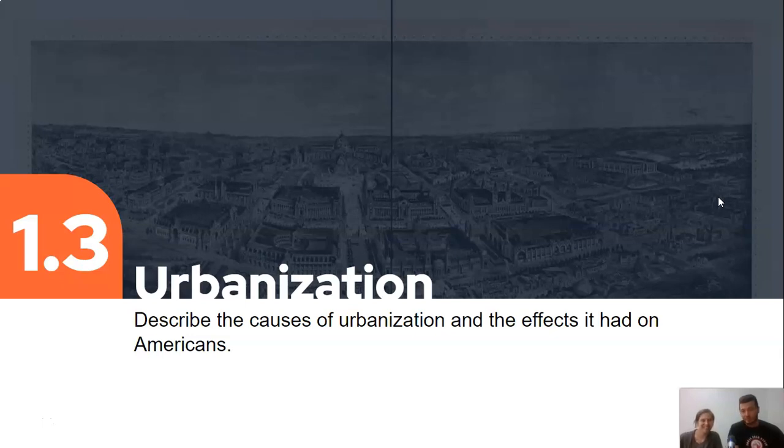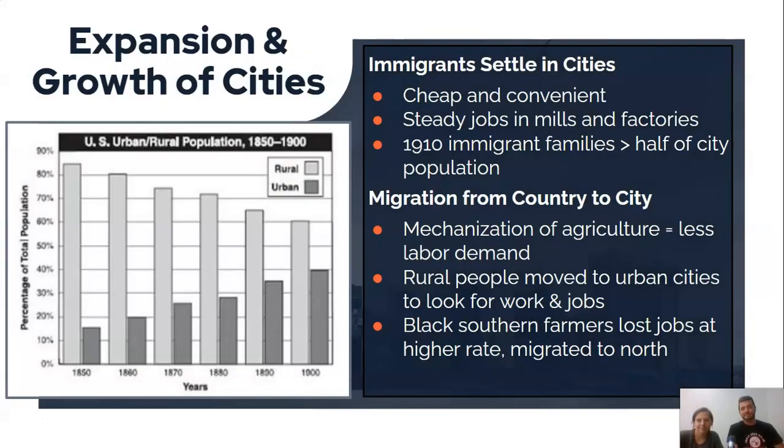We're going to do 1.3, urbanization, today. We're going to describe the causes of urbanization and the effects it had on Americans. Let's do it. All right, first up, immigrants settling in cities.